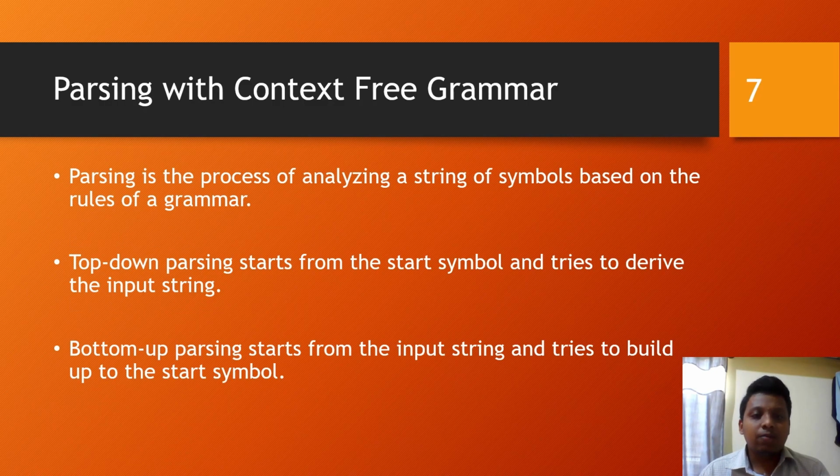Now let us look into parsing with context-free grammar. Parsing is the process of analyzing a string of symbols based on the rules of grammar. Top-down parsing starts from the start symbol and tries to derive the input string. Bottom-up parsing starts from the input string and tries to build up to the start symbol.